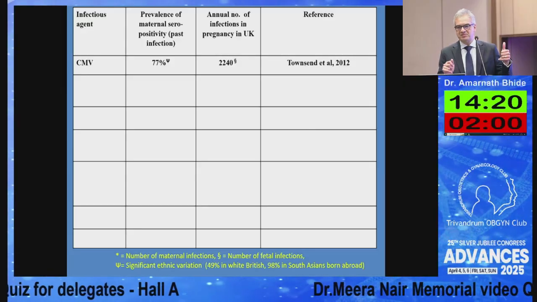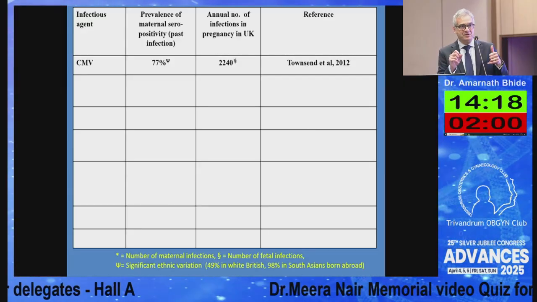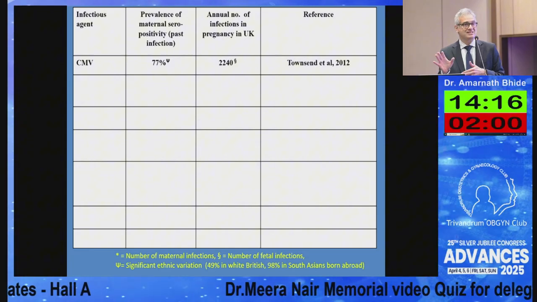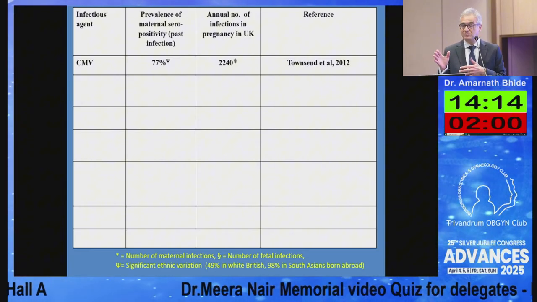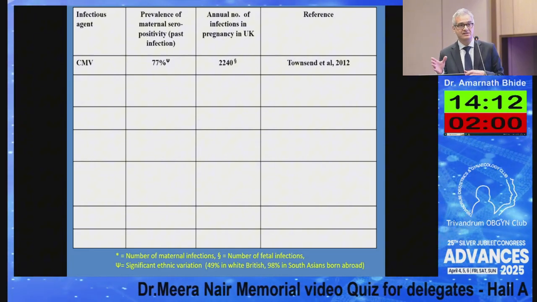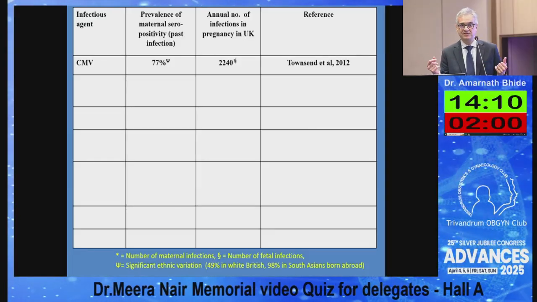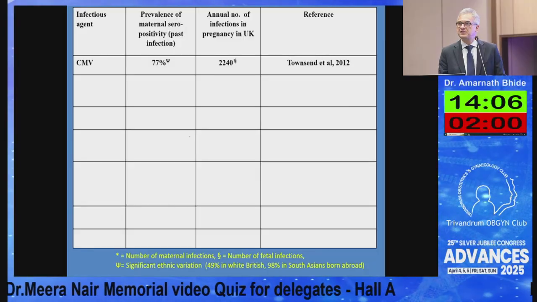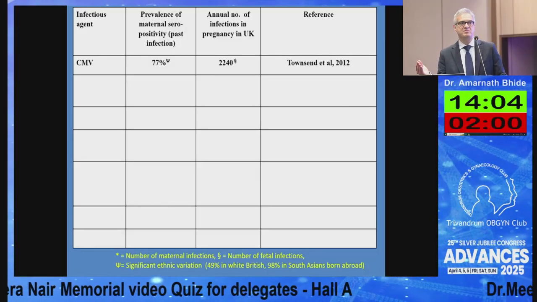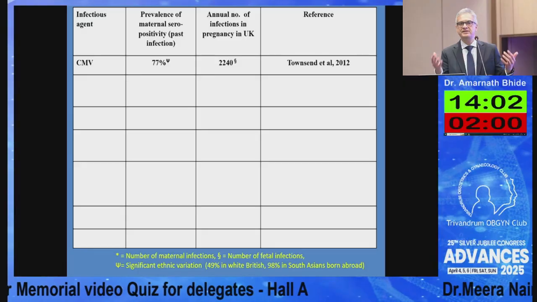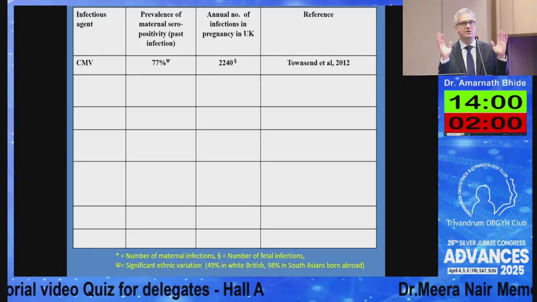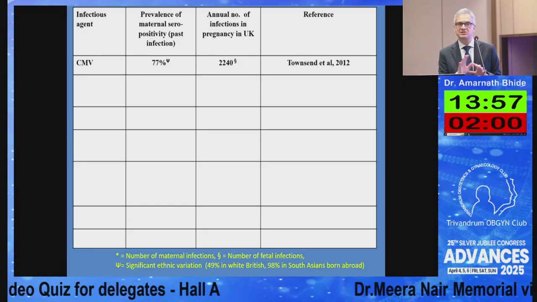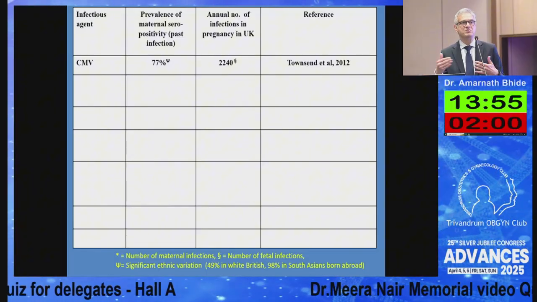The second thing to remember is that of the majority of the population, 77 to 80%, only one out of five is going to be susceptible to the infection. So remember that in order for the fetus to get infection, there's got to be viremia. Virus has got to be freely circulating in the blood. And that can only happen if the person is not immune already.